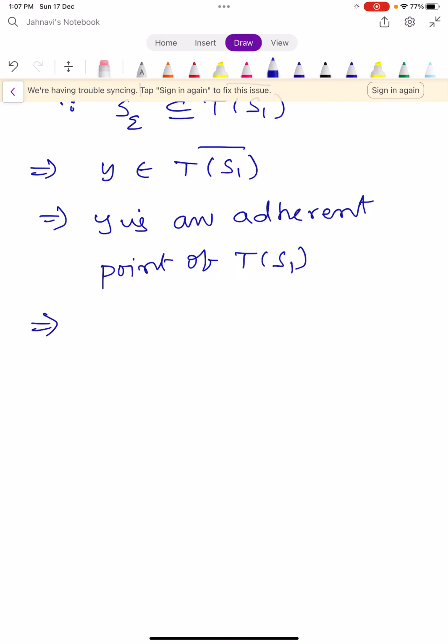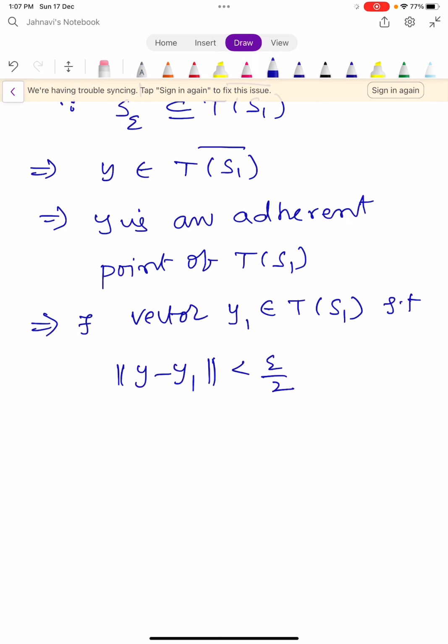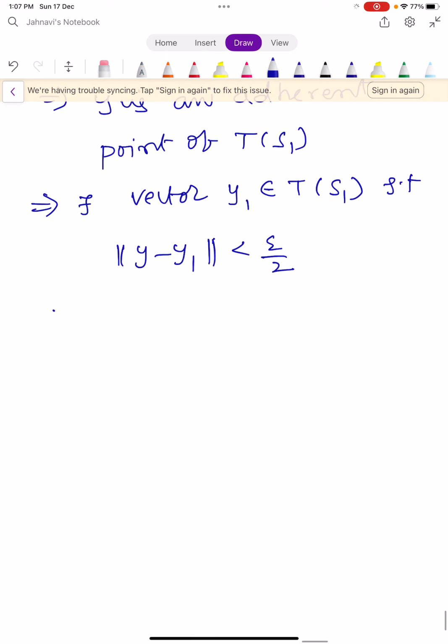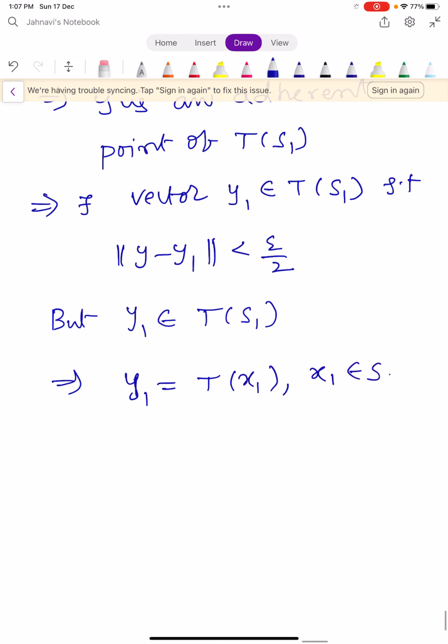If y is a limit point of T of S1, then there exists a vector y1 belonging to T of S1 satisfying the condition norm y minus y1 is less than epsilon by 2. But remember, this y1 is taken from T of S1, which implies y1 is equal to T of x1 for some x1 belonging to S1, because T is onto, so that it satisfies the condition norm x1 is less than 1.